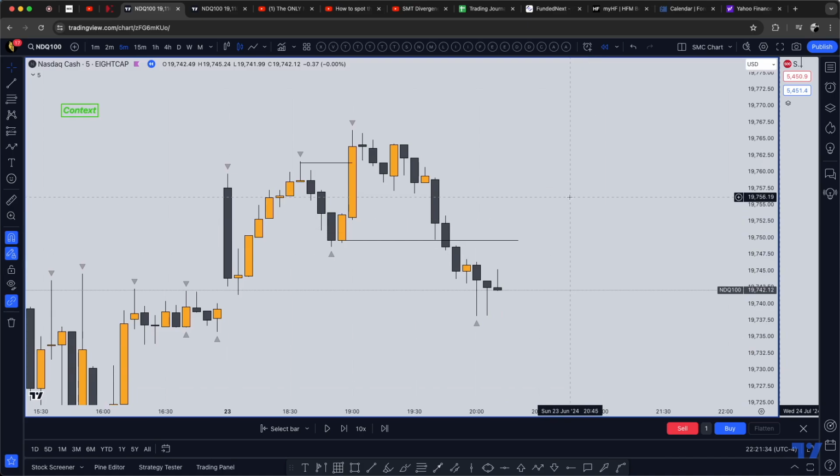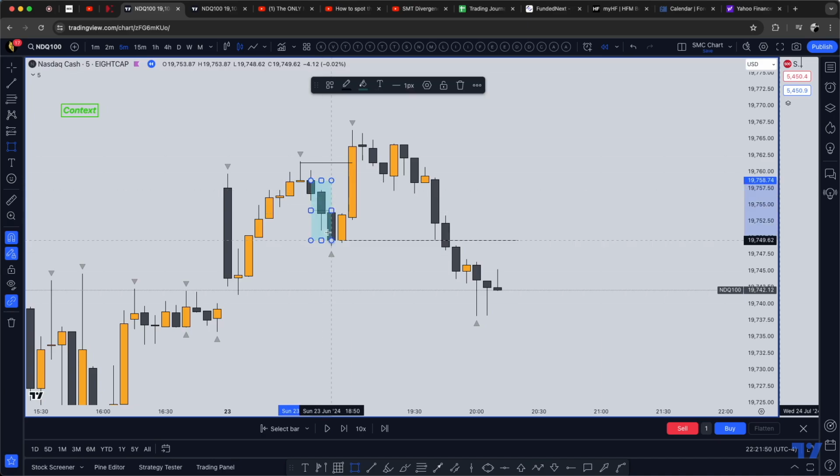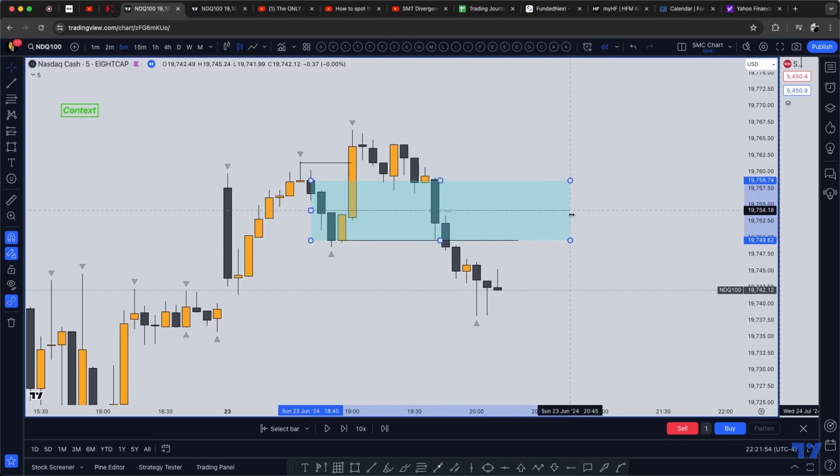Now, but where is the breaker? Okay, here's the thing. ICT explains it in some videos. He was changing it throughout the years, and in the mentorship 2022 model, it's been changing throughout the years. But there's a couple of things you can do. Ideally, it's all this series of candles right here to the downside. This is the actual breaker, right?